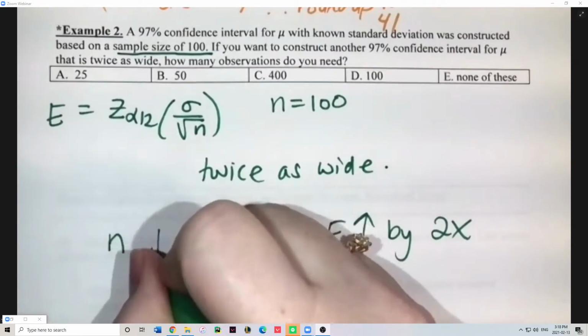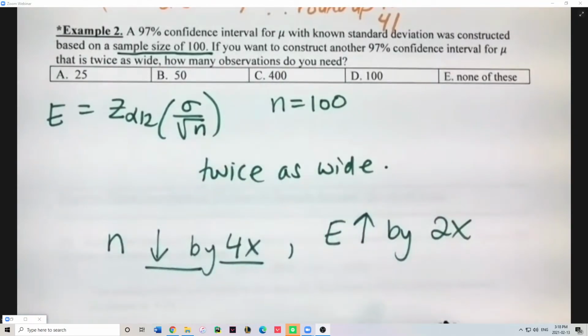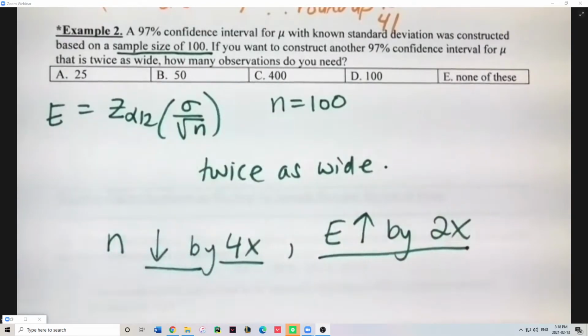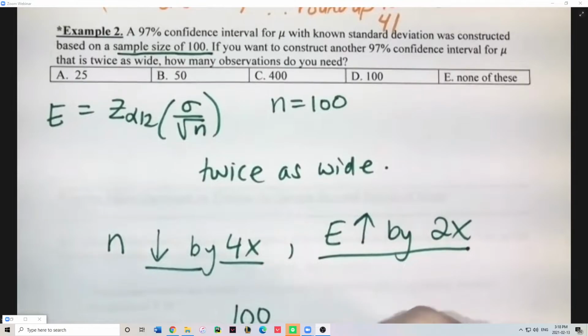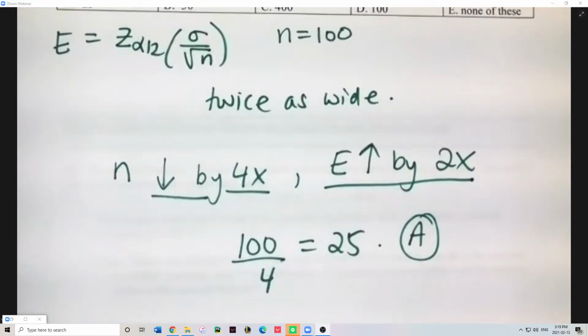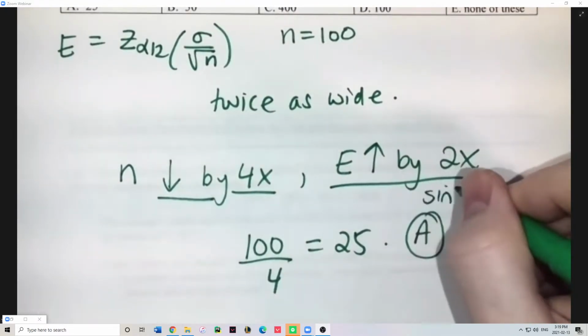So n has to go down by 4 times so that the error can go up by 2 times. Remember we said they're related by a root, right? So if we want it to be twice as wide, that means the error has to go up by 2 times. That means n has to be decreasing by 4 times. Okay? So 100 divided by 4 is 25. So A. And that's since the root of 4 is 2.